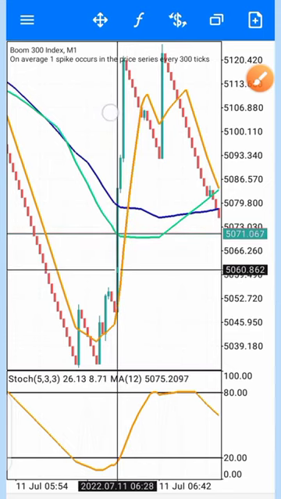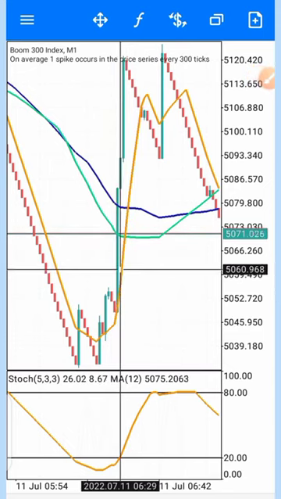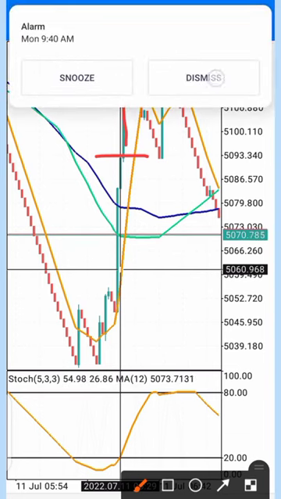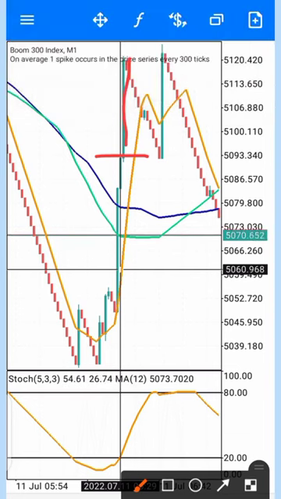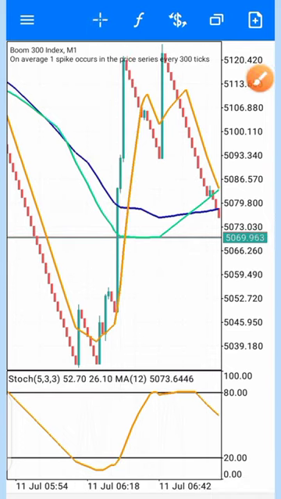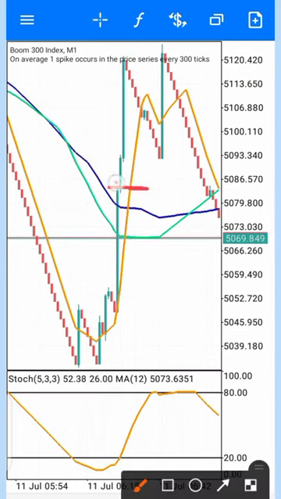This cross happened, so you will have entered from here and caught this spike, because this is where the crossing happened, and this is where the 9 period crossed the two moving averages. So you'll have entered from here, and you'll have caught these two spikes. You understand? You'll have caught those two spikes.